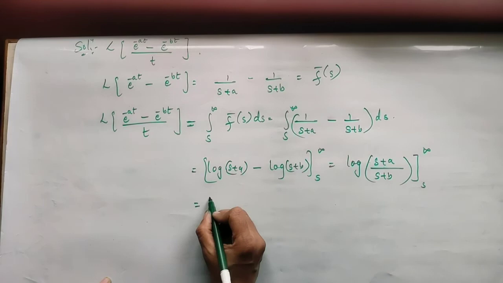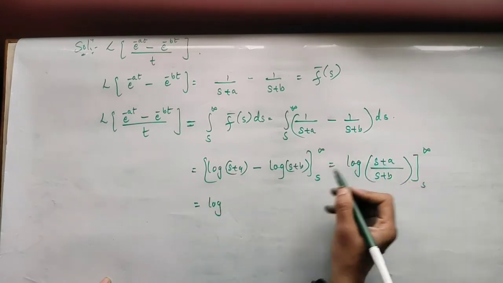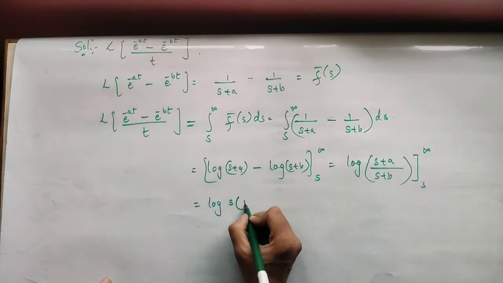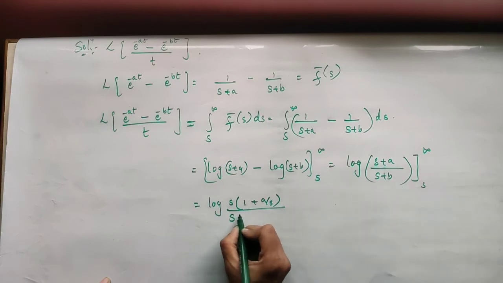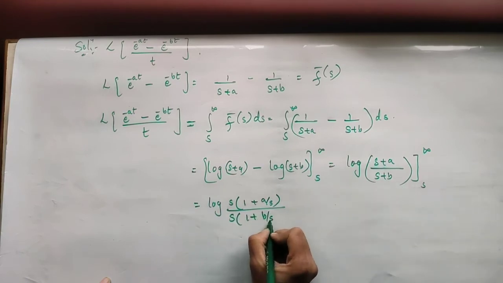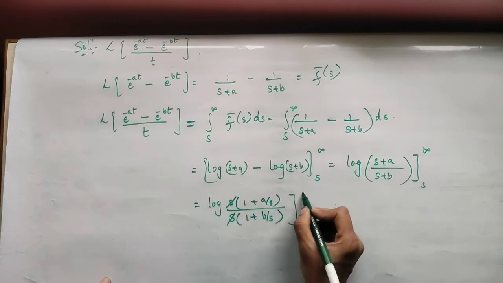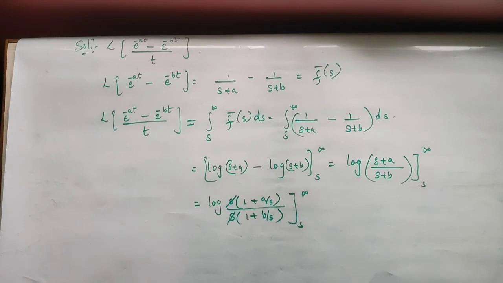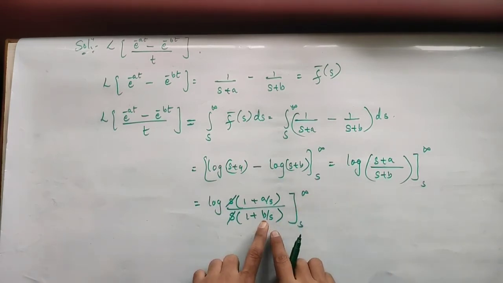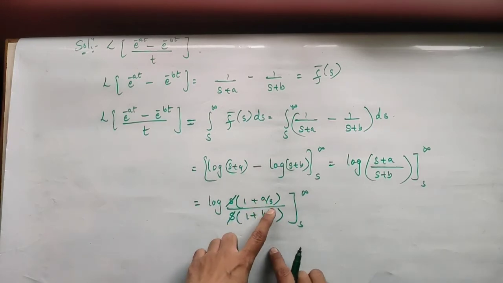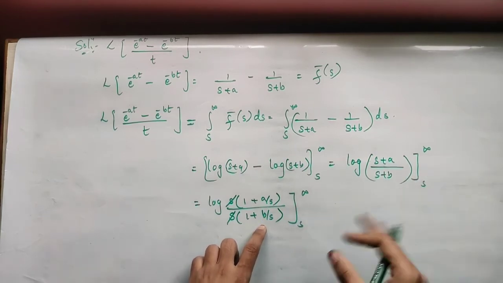Take s common from the numerator of s plus a, you have 1 plus a by s over, take s common from the denominator, 1 plus b by s you are left with. Now this s and this s will get cancelled. Now if you put s as infinity, upper limit you can substitute now. It is a divided by infinity and also b divided by infinity. A divided by infinity is 0, b divided by infinity is also 0, right?